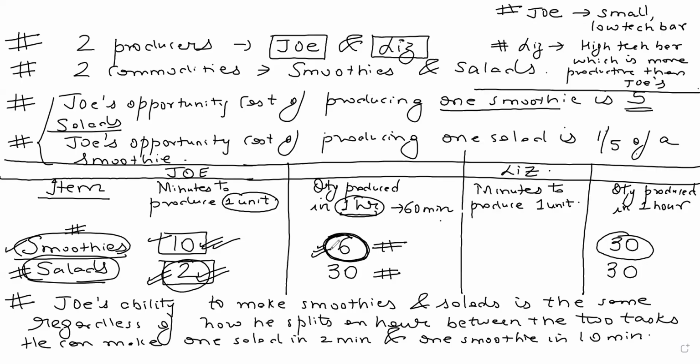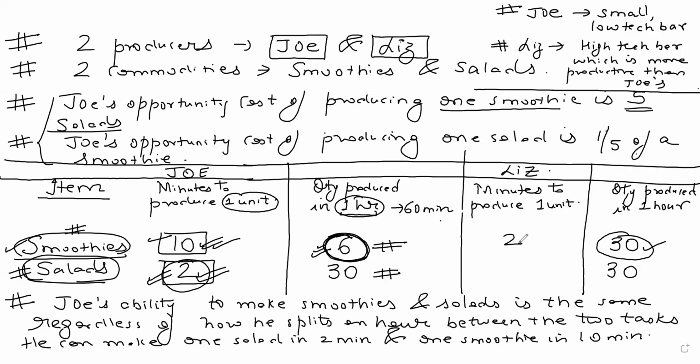So minutes to produce 1 unit. So again, Liz can make 30 smoothies in 1 hour. So one smoothie can be made in how many minutes? 60 by 30, which is 2. The same method, guys.